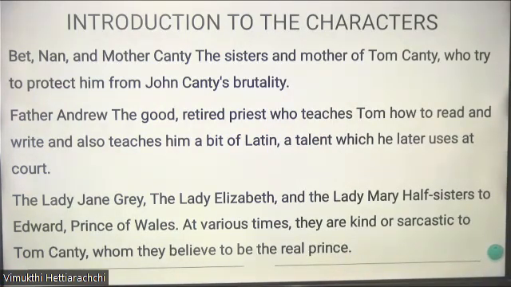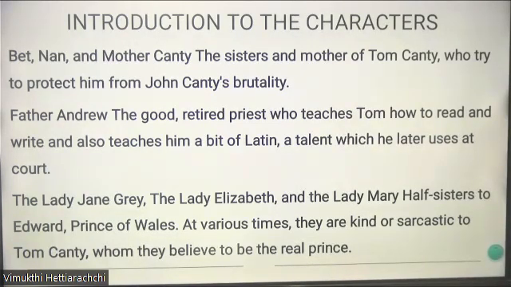The Lady Jane Grey, the Lady Elizabeth, and the Lady Mary, half sisters to Edward, Prince of Wales, at various times they are kind of sarcastic to Tom Candy, whom they believe to be the real prince, right? So there are other characters that we have to be very much familiar with. We have a character called the Lady Jane Grey, and the Lady Elizabeth, and the Lady Mary. So these three sisters are very much important. They are actually half sisters to Edward, Prince of Wales. Half sisters refers to not from the same mother, right?